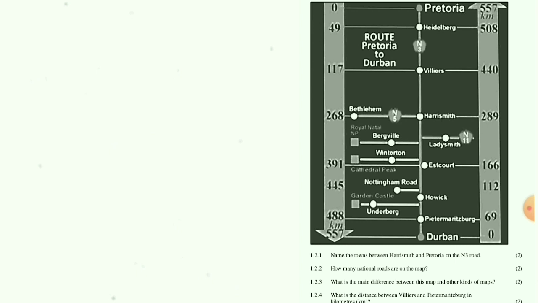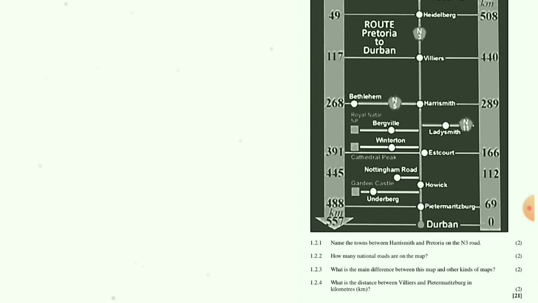Okay, guys. 1.2.1. Name the towns between Harrismith and Pretoria on the entry road. So just by looking at the map, you can just name them. It's Heidelberg and also Villiers.